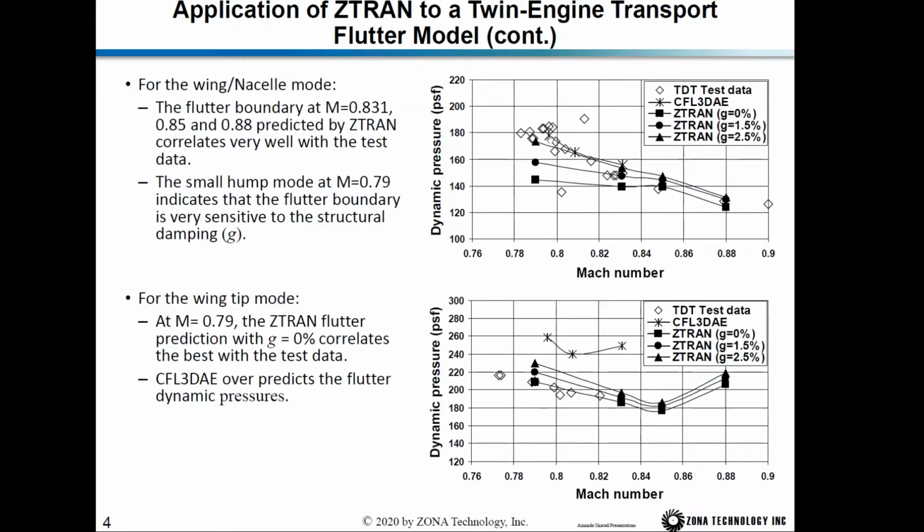Meanwhile, Boeing used CFL3D to conduct a time domain flutter analysis. They also have a good agreement of the flutter boundary of the wing nacelle mode, but they overpredict the flutter boundary of the wing tip mode. And beyond Mach 0.83, CFL3D encounters the so-called gray area problem, and therefore they cannot get the flutter solution above Mach number 0.83. The CFL3D computation at each Mach number takes about thousands of CPU hours, while for Z-Trin to compute the flutter boundary takes less than a day for all the Mach number range.